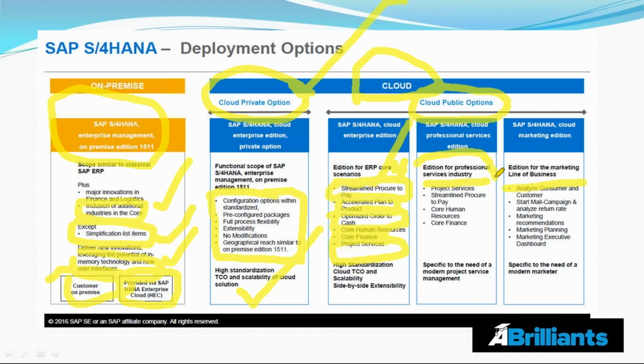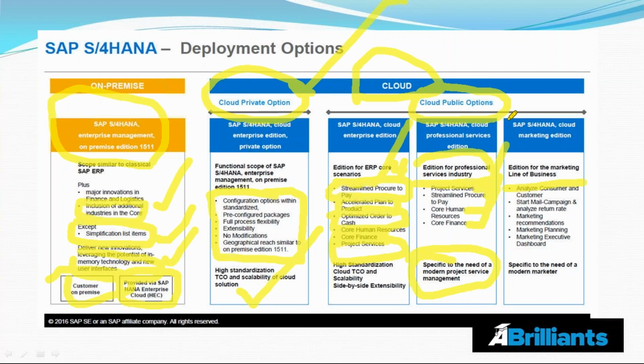The next scenario talks about the edition for professional service industry. It looks at the project scope for professional service industries. It streamlines procure to pay using a service industry approach. It uses core human resource approaches, and it uses a core finance approach. So there is a need for a modern project management service in this approach. That is, you have to streamline the project to suit the industry in which it falls.